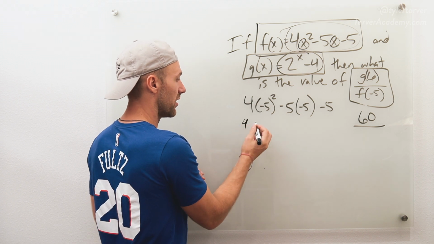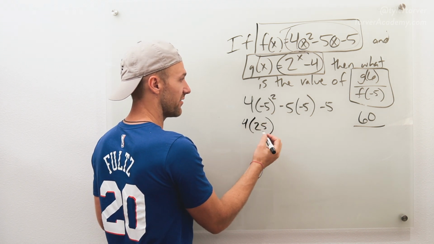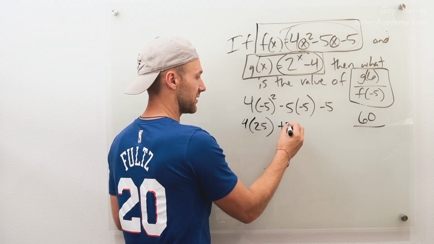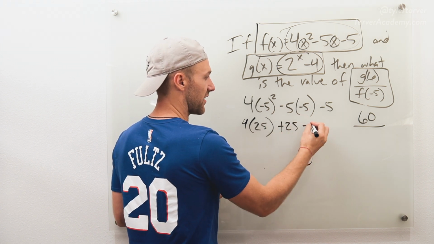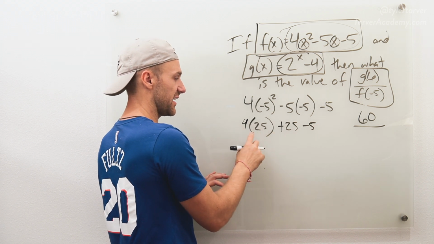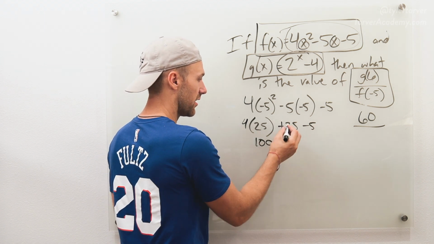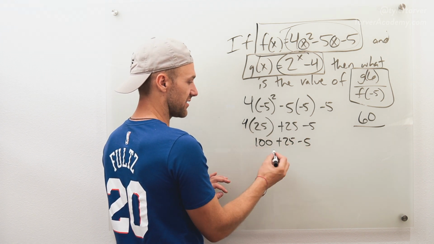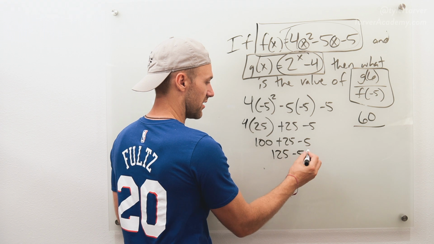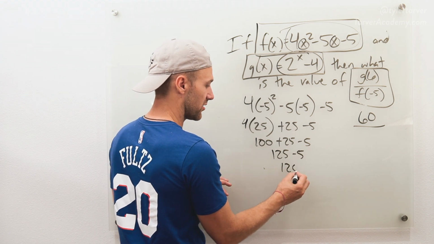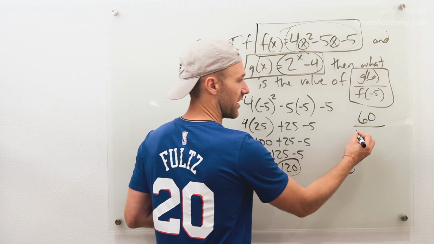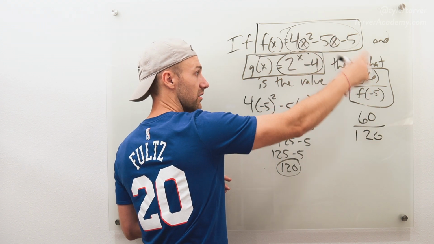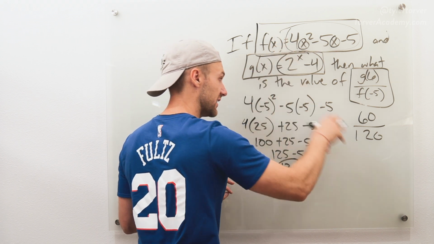So 4 times positive 25, and then I can go ahead and do some math here. What's negative 5 times negative 5? Positive 25. And then minus 5 is still there. I can simplify these. 4 times 25 is 100, plus 25, minus 5. 100 plus 25 is 125. 125 minus 5 is 120. Okay, so I'm gonna put that over here. This has now been replaced with what f of negative 5 is equal to.